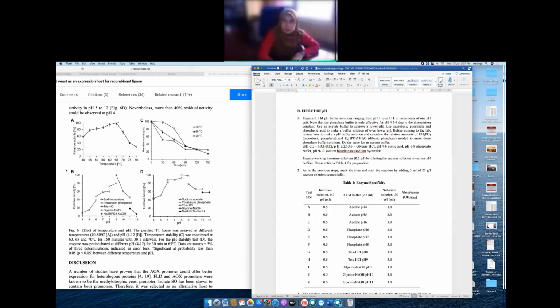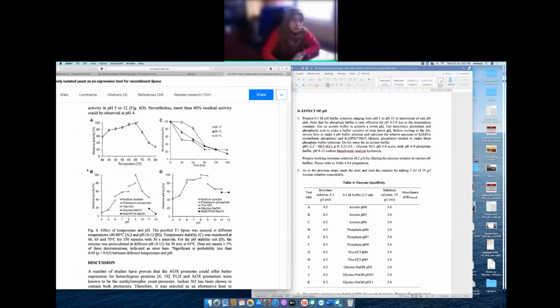Okay, so for optimal pH, if you look at this figure, we have B and D. For figure B, it is about finding which buffer, or at which pH, will give us the highest activity of the respective enzyme.